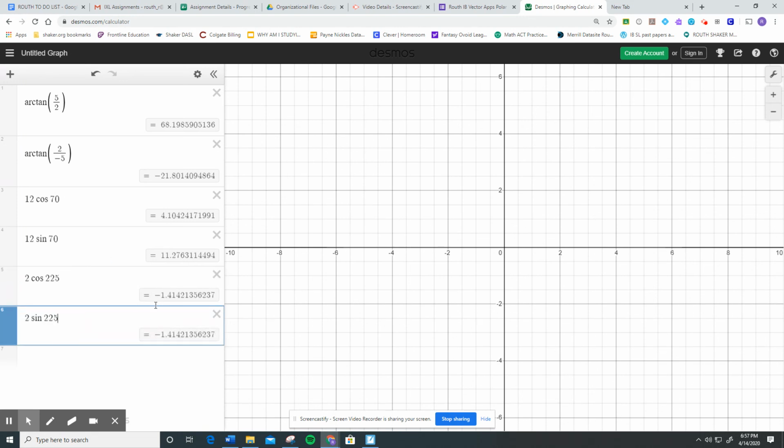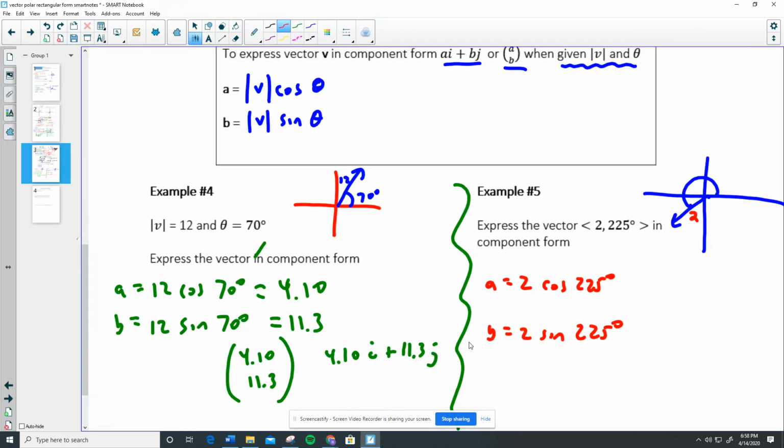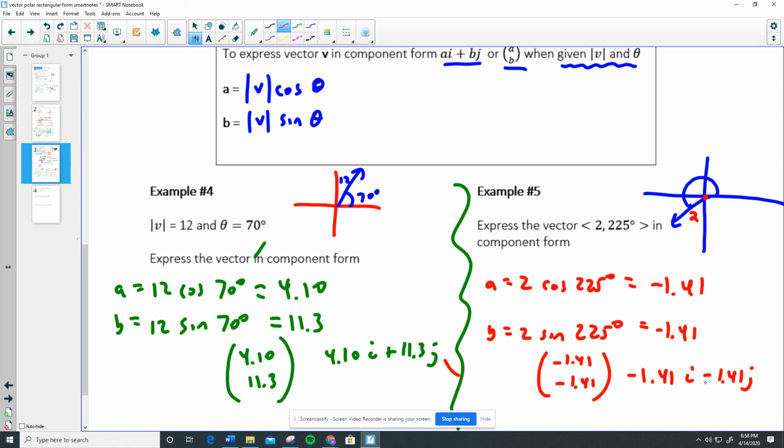And I'm getting negative 1.41 and negative 1.41. And if I look up at my graph, that's what I would expect. I'm going down and to the left, so both the x and y components should be negative. I'm writing this in kind of the normal way that we express vectors. I can do it this way, or I can do it this way using i's and j's.